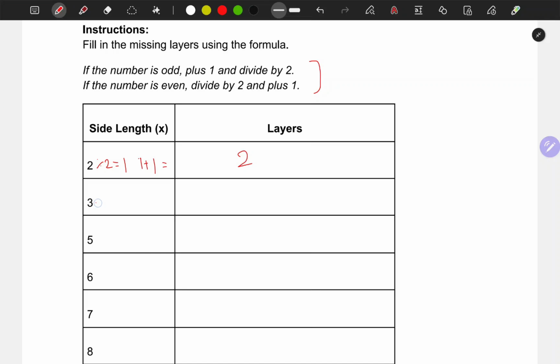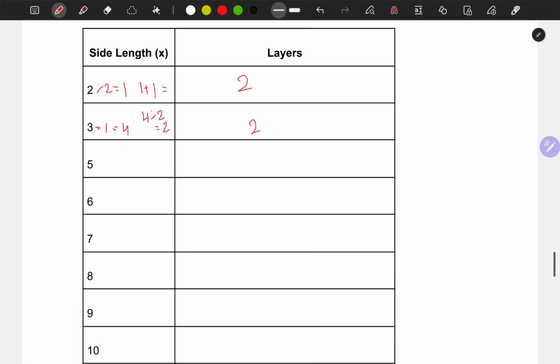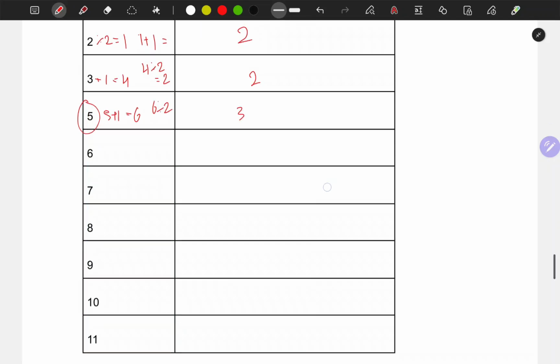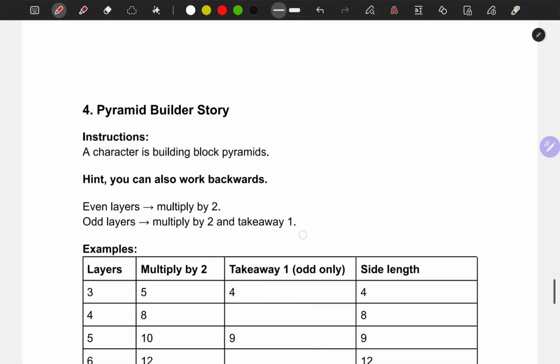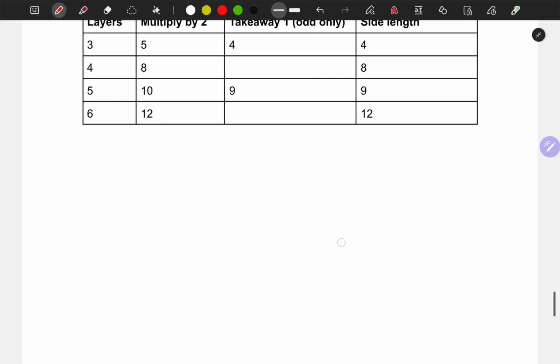Perfect. 3 plus 1 equals 4, and then 4 divided by 2 equals 2. Okay, so we have 2 right there. Perfect. Good. We'll do another one. We'll do 5. Oh, this is an odd number. Yes, so 5 plus 1 equals 6, and then 6 divided by 2 equals 3. Right, so you can carry on and do this all the way to 11, and there should be a pattern that comes up as you get to that point.